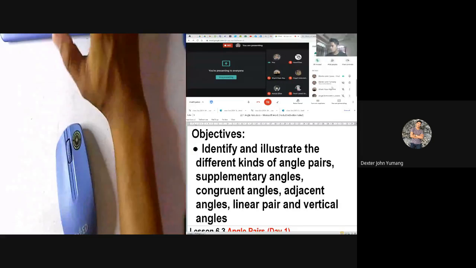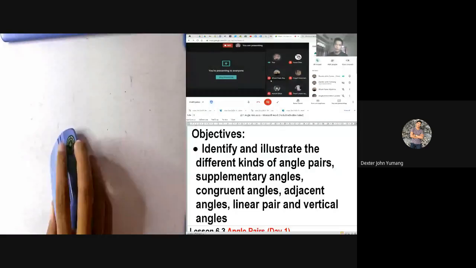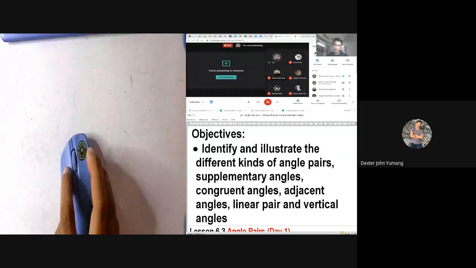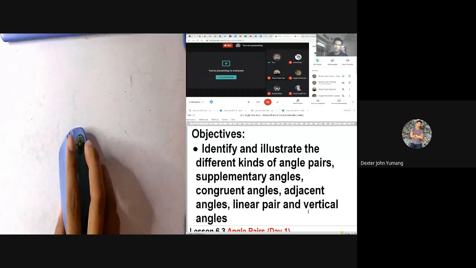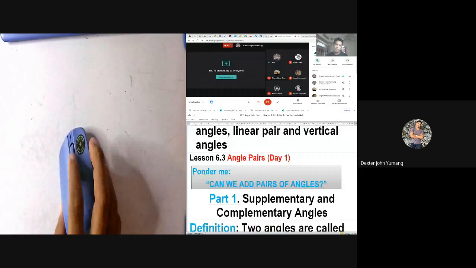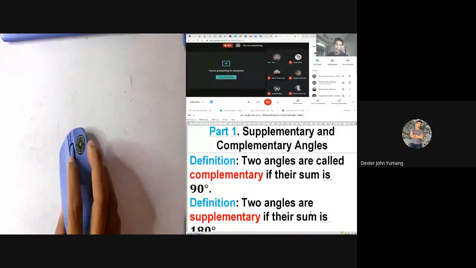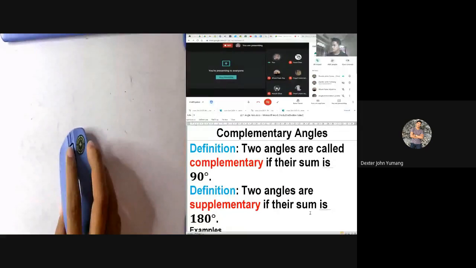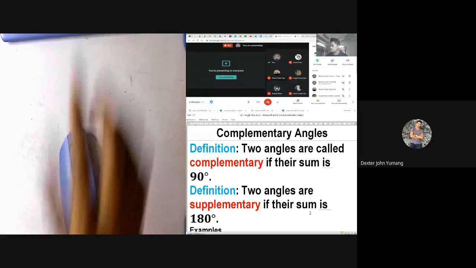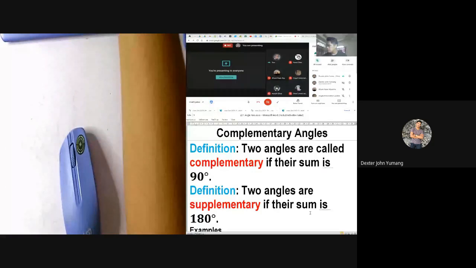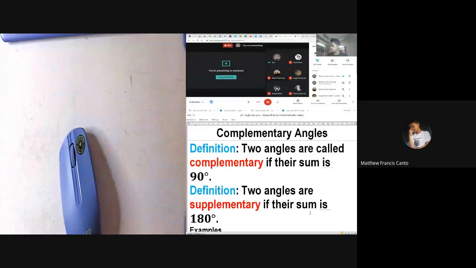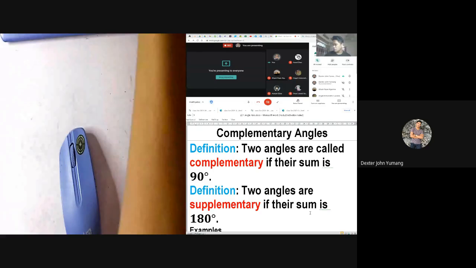So to begin with our lesson, I would like to discuss first the following things. Have we discussed this before, yung complementary and supplementary angles? Na-discuss na ba natin ito? Wala pa po ata, sir. Sulat lang natin, sir. Kaya pala dito sa akin, no output pa kayo dito sa lesson na ito.